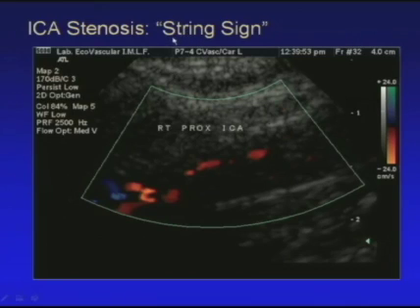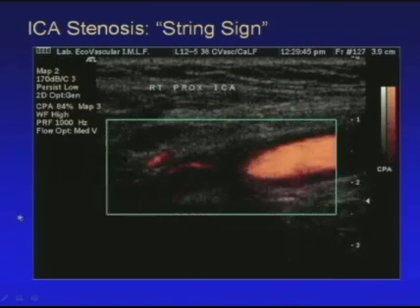This is the string sign. This is the expression that some authors use for a very, very reduced lumen of the vessel. We can only detect just a small amount of Doppler signal. Sometimes we can better observe this severe obstruction with power Doppler. We only have just a string of flow in this place. This is the internal carotid artery string sign.